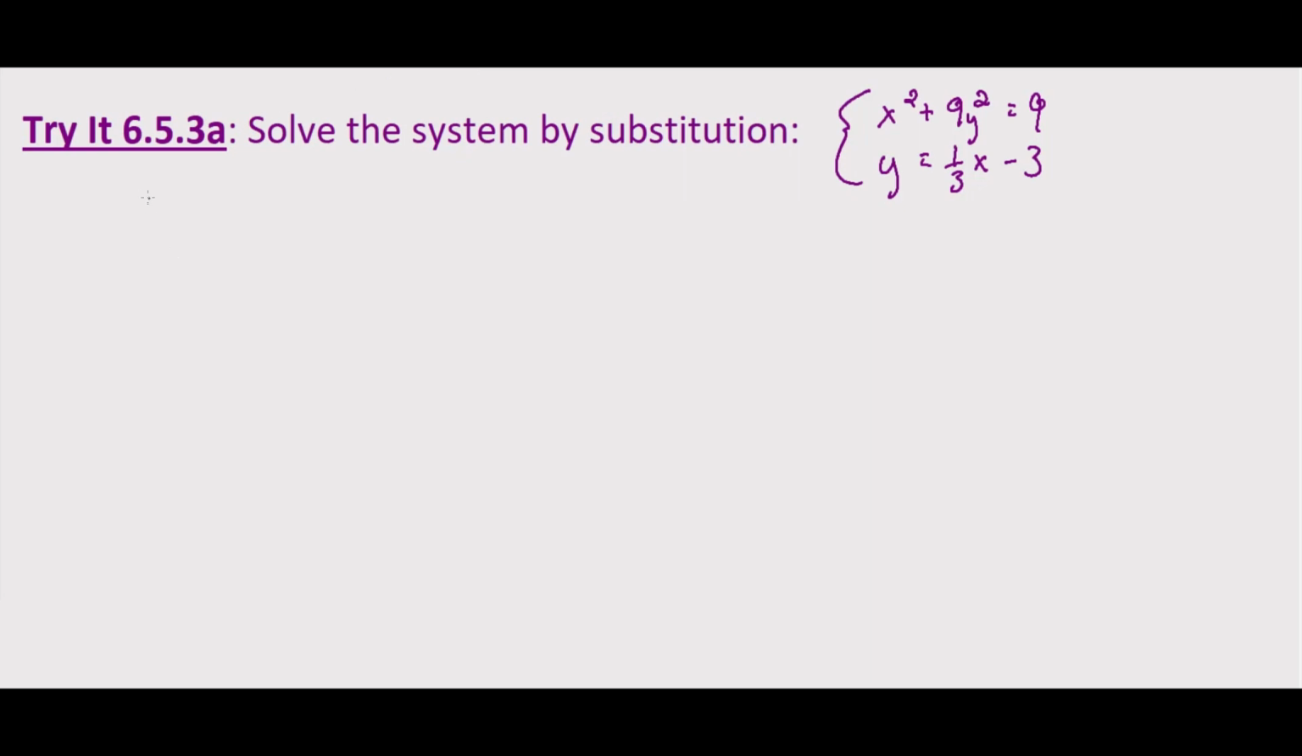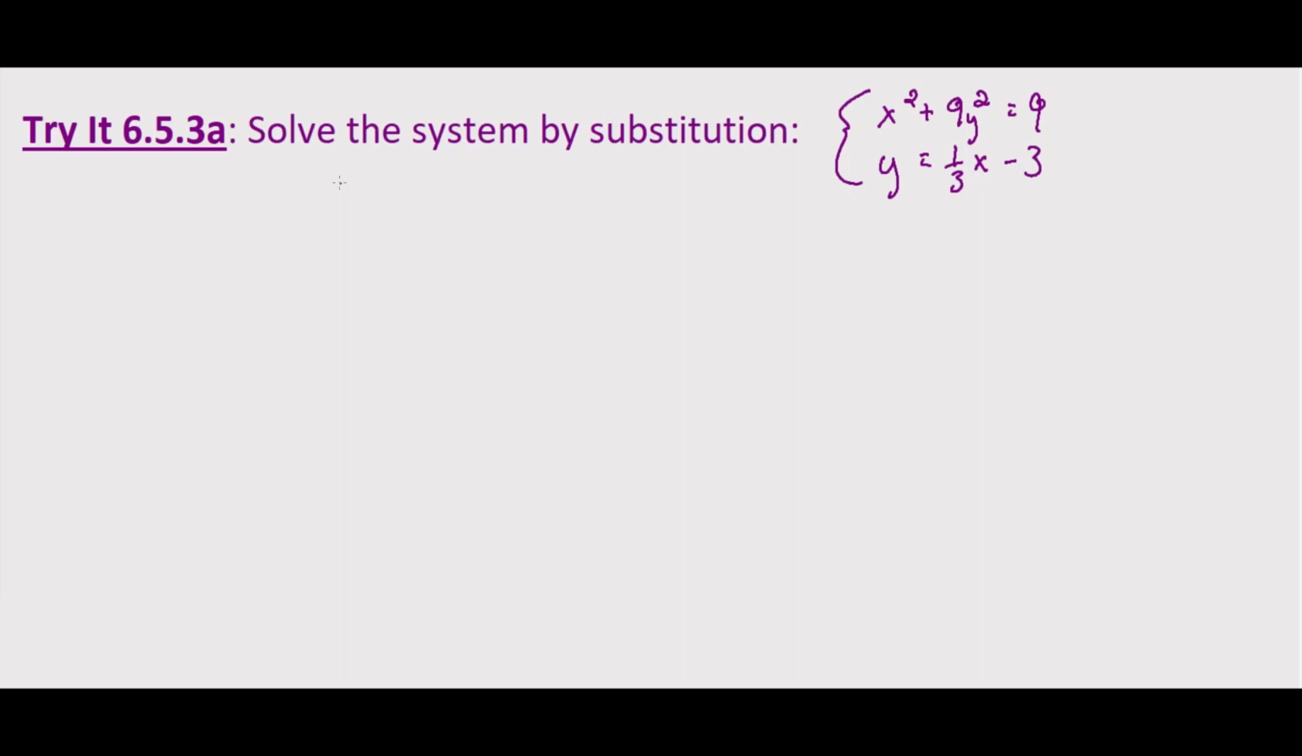In this case, we're given the equations x squared plus 9y squared equals 9. First off, we should recognize that as an ellipse. We could always check by graphing as well. And then we're given y equals 1/3 x minus 3.